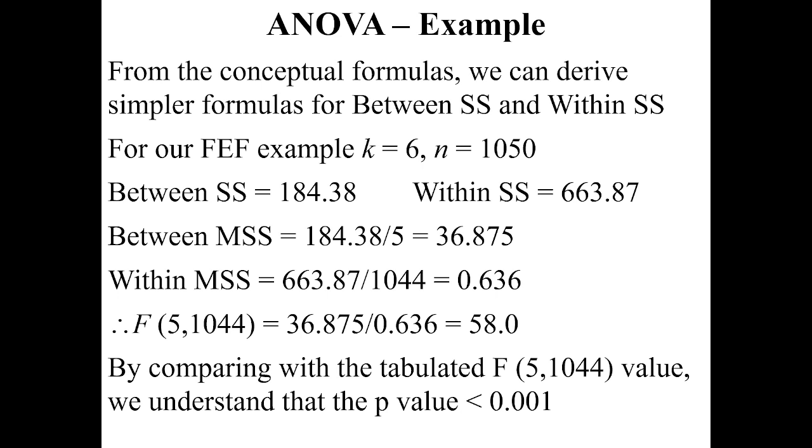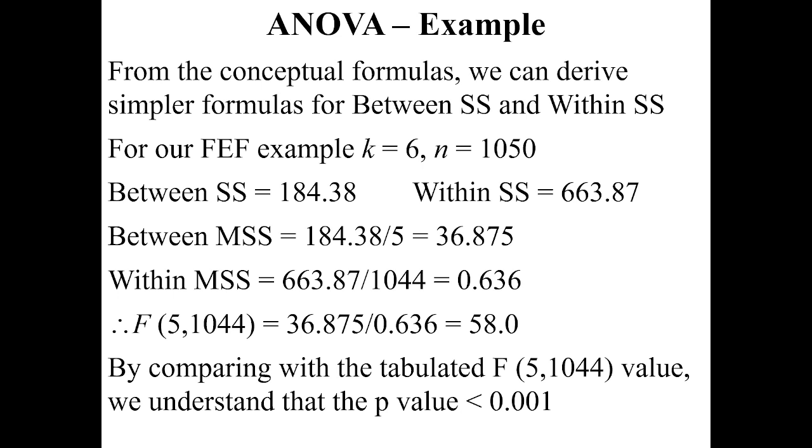Coming back to our example, K is 6 groups and N is 1050 total observations. The between sum of squares, as I explained, is 184.38, and the within group sum of squares is 663.87. But the between sum of squares depends on 6 groups, whereas the within SS depends on 1044 observations, so you have to calculate the average.